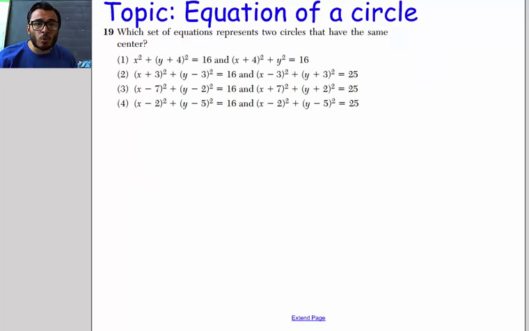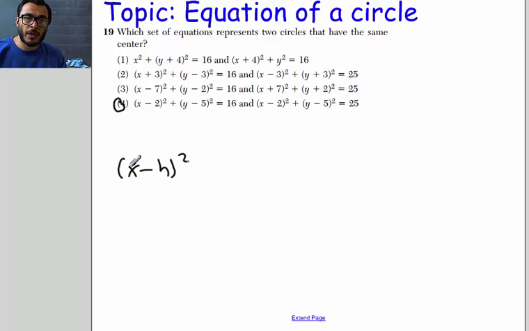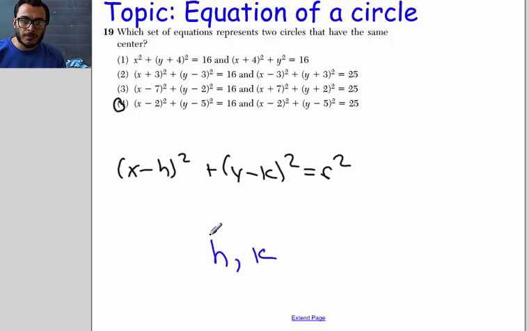Number 19 says, which set of equations represents 2 circles that have the same center? Okay, that was easy. The answer is choice 4, right? If you recall, the equation of a circle is (x minus h) squared plus (y minus k) squared equals r squared. The center of a circle is (h, k), so we're looking for the h and k's to be the same, and you can see here h and k are the same.